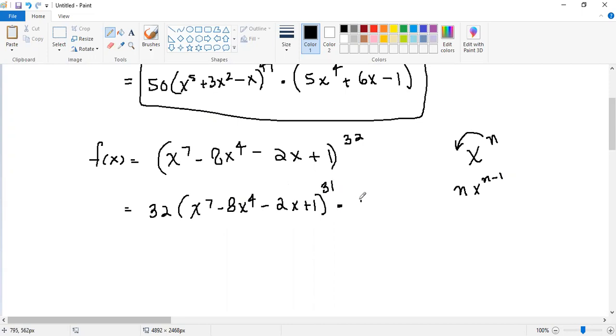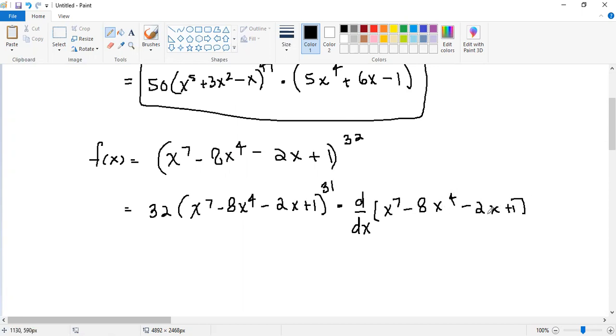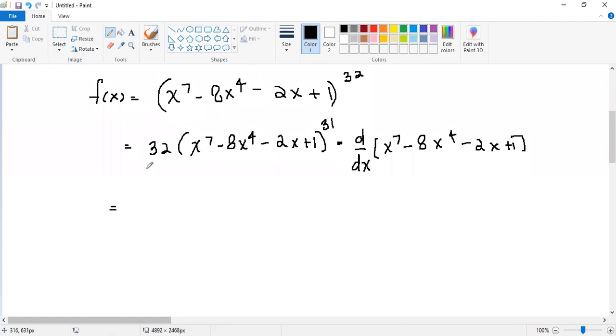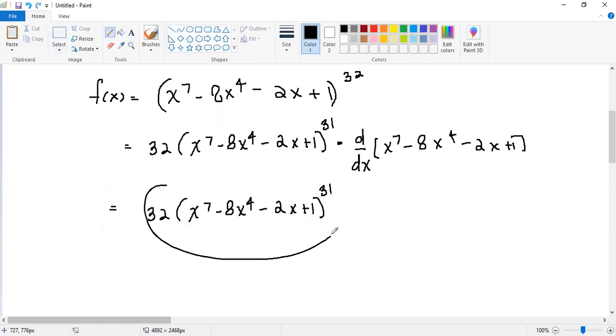And then we simply multiply by the derivative of whatever is inside the parentheses. So in this case, what we have inside the parentheses is x to the seventh minus 8x to the fourth minus 2x plus 1. So, this is still in our answer, right? This is still in our answer. That's not going to change. But we're simply multiplying our answer by the derivative of this.